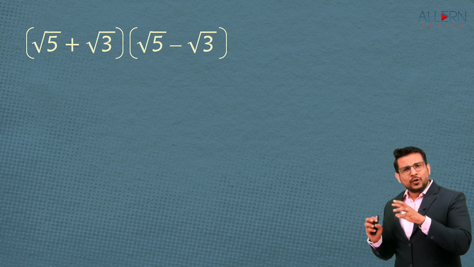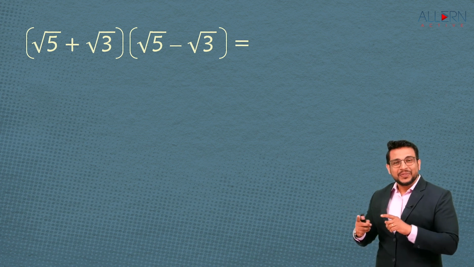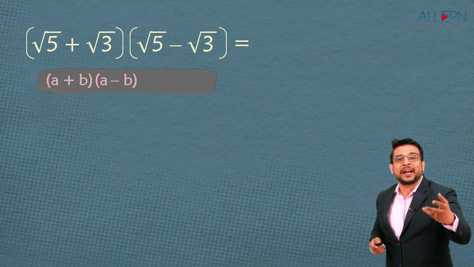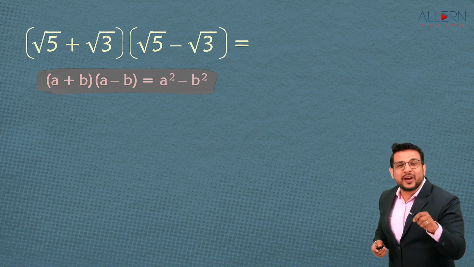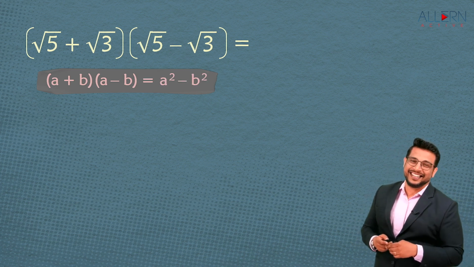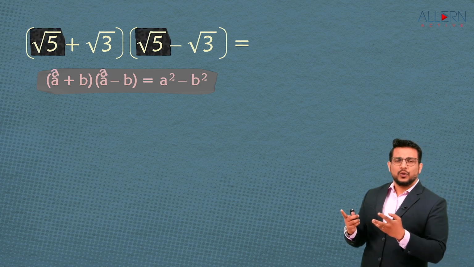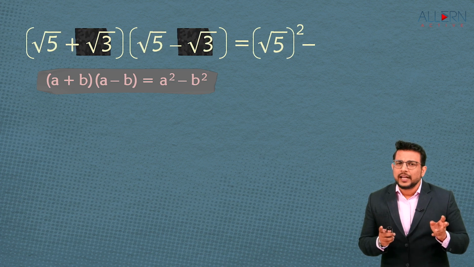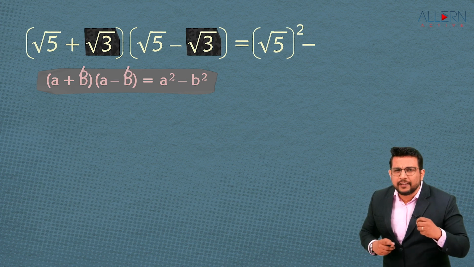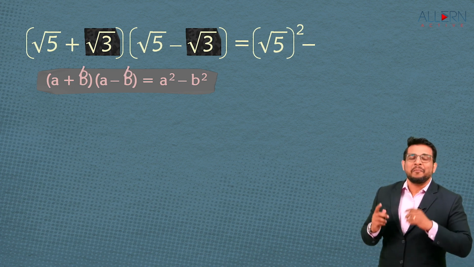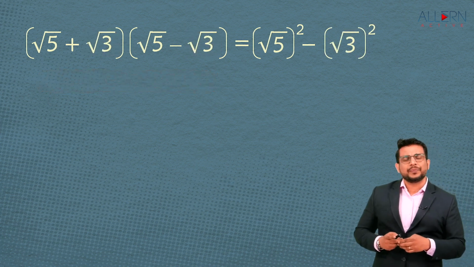It will become a rationalizing factor only when we multiply and we get the product as a rational number. So let's check. Now when you're going to multiply this, you will say it's so easy to multiply. Why? Because this expression is in the form of a plus b into a minus b. And we know a plus b into a minus b is a square minus b square, isn't it? Yes, my dear kids. So let's solve it. What is your a? Your a is root 5. What is your b? Your b is root 3. That means a square minus b square is root 5 the whole square minus root 3 the whole square. Beautiful.